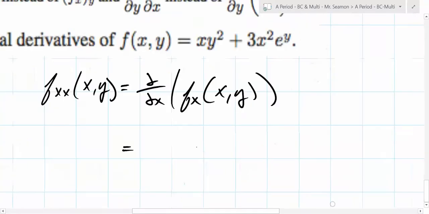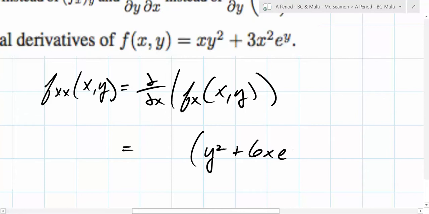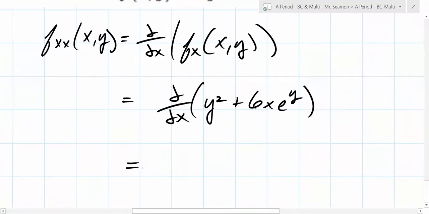Yes, Brendan. What is fx going to be of xy? y squared plus 6x, e to the y. And then you're just doing it again. And what do you end up with?